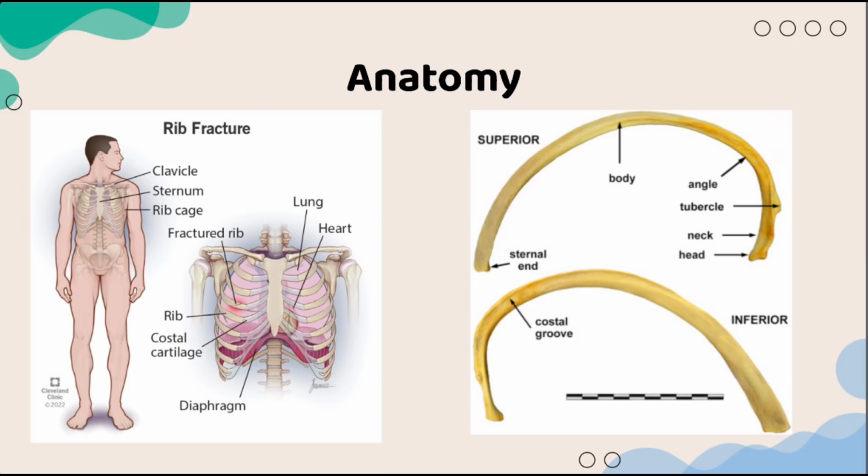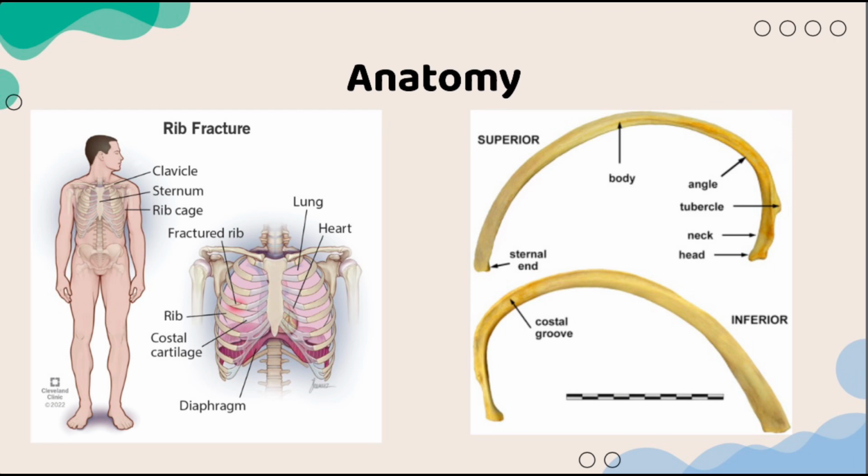There are 5 parts of the ribs: the head, which connects to the spine; the neck, which is a narrow area of the head; the tubercle, which is a bump that connects to the spine and the ligaments; the body, which is a long curved part of the rib; and the angle, which is an area where the rib curves sharply. Inferior to the ribs, we have the costal groove, which is a small groove underneath for nerves and blood vessels.